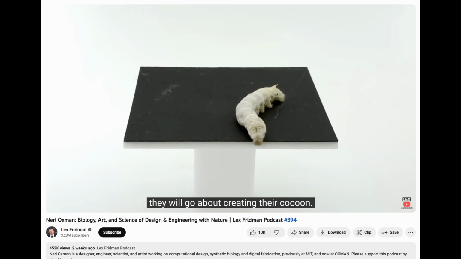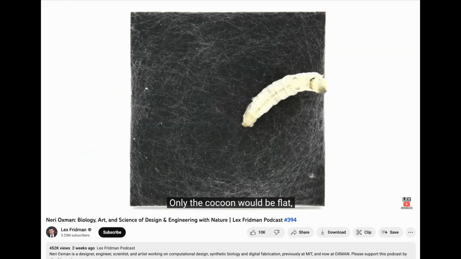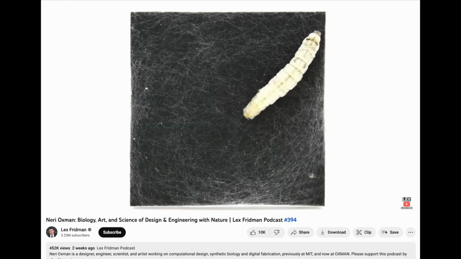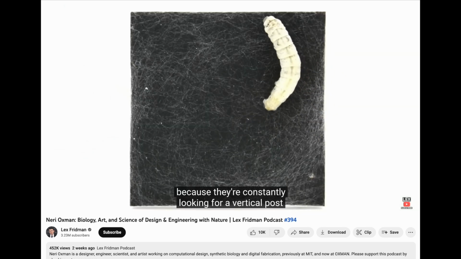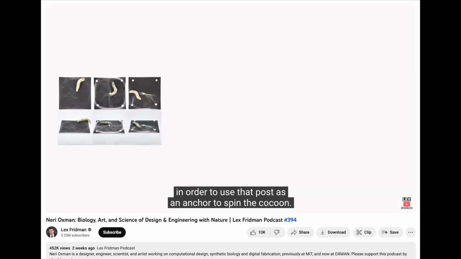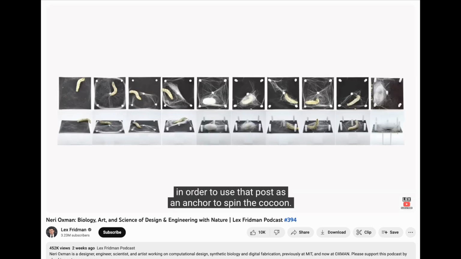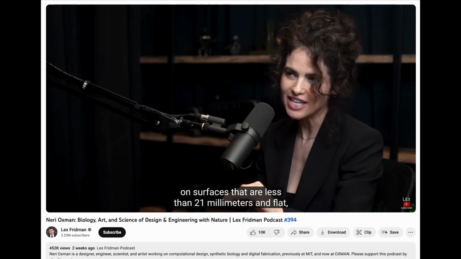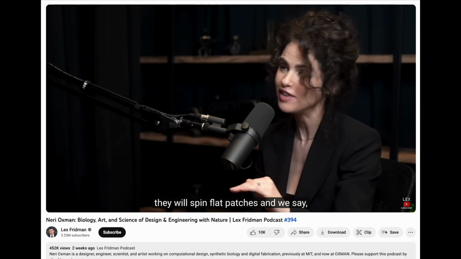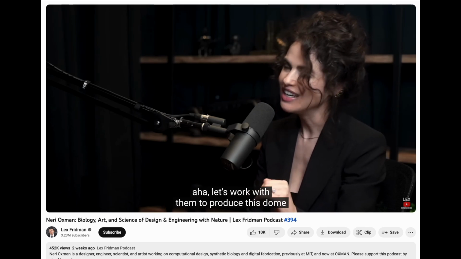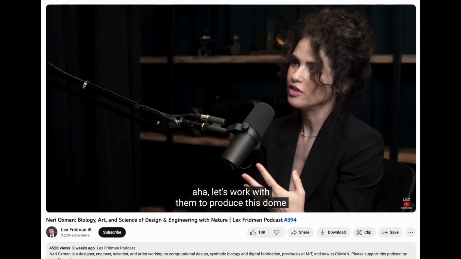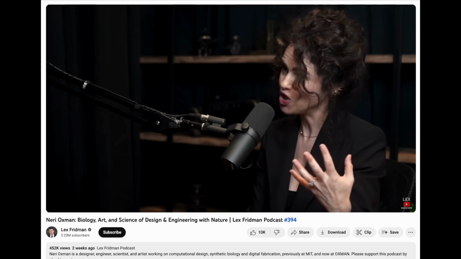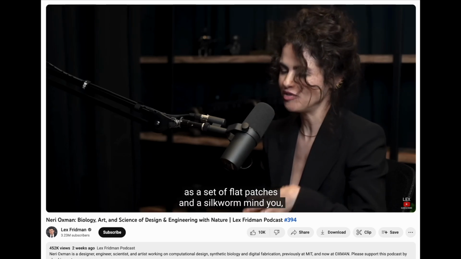they will go about creating their cocoon, only the cocoon would be flat. Because they're constantly looking for a vertical post in order to use that post as an anchor to spin the cocoon. But in the absence of that post, on surfaces that are less than 21 millimeters and flat, they will spin flat patches. And we said, aha, let's work with them to produce this dome as a set of flat patches.